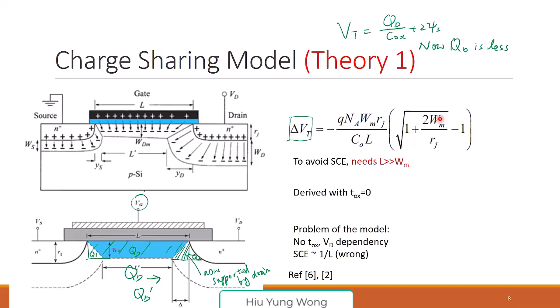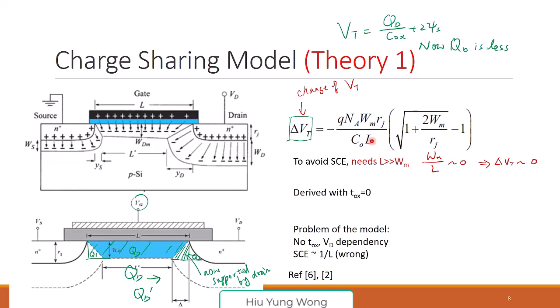This equation tells us that L has to be much larger than Wm, right? Why? So that Wm divided by L is almost 0. That means delta Vt is almost 0. Delta is talking about the change of Vt. Right? So if I can make L much larger than Wm, then basically there's no short channel effect. Right? That's good. That is what we expect, right?